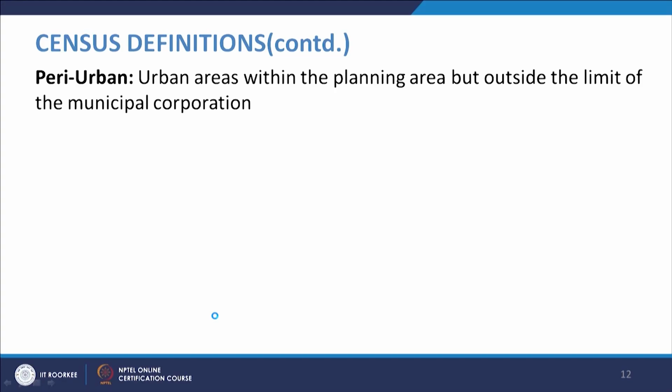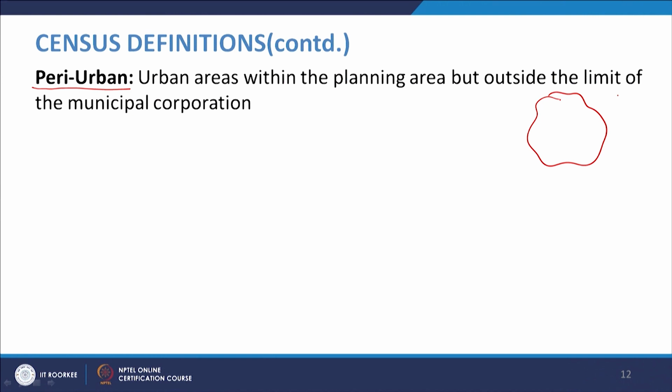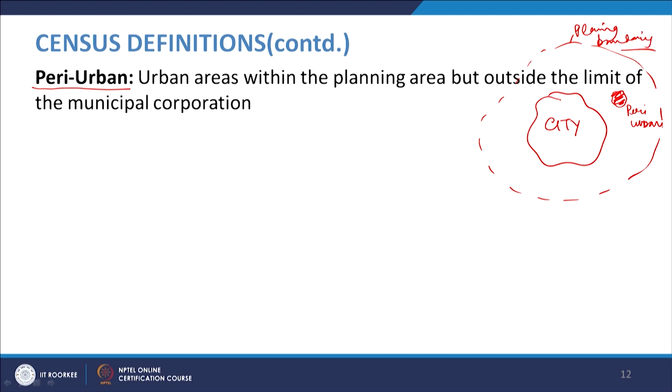Then I will tell you some example definitions, like peri-urban. The term peri-urban starts with peri, or peripheral. These are urban areas which are in the planning area, but outside the limit of the municipal corporation. For example, if this is my municipal corporation or the current city, and some urban areas are situated like that, so this is a city, and this urban area is called a peri-urban area. But this could be a planning boundary. The planning boundary is always bigger than the administrative municipal boundary.